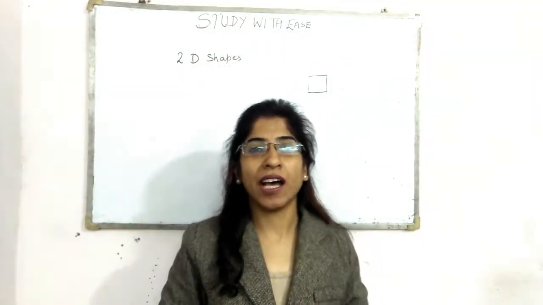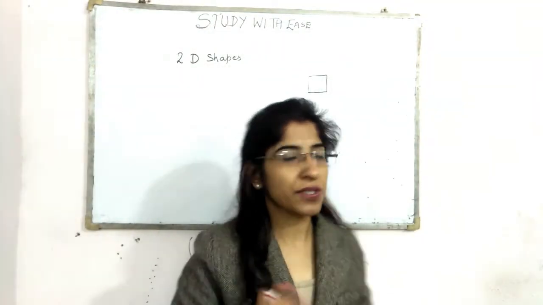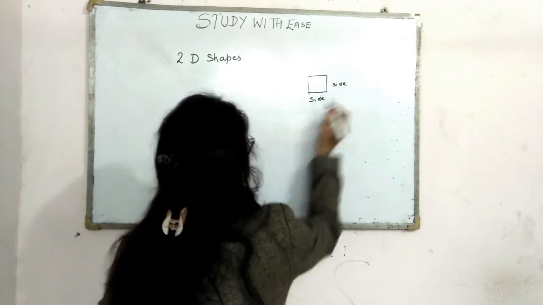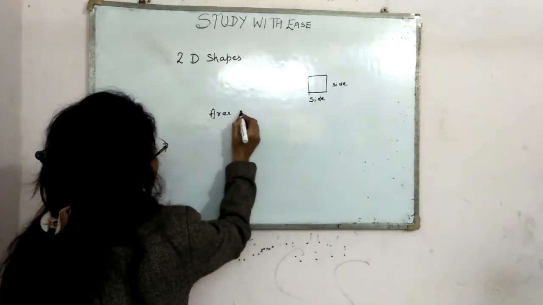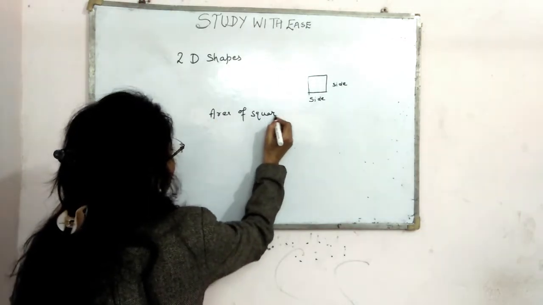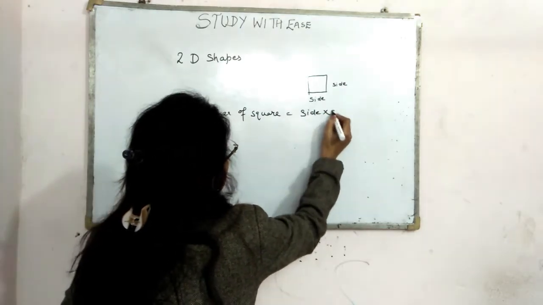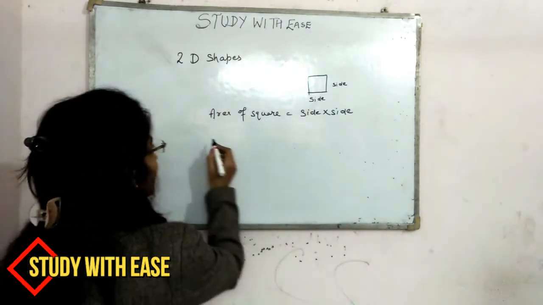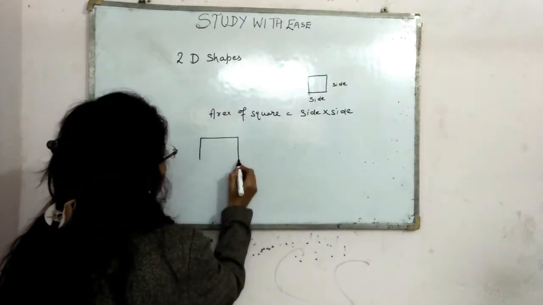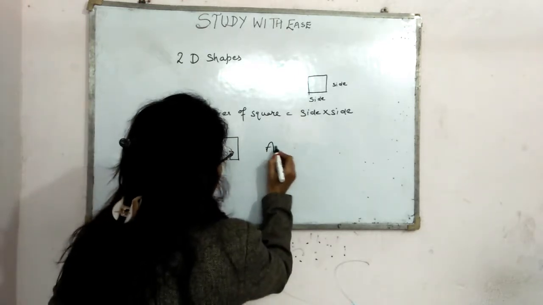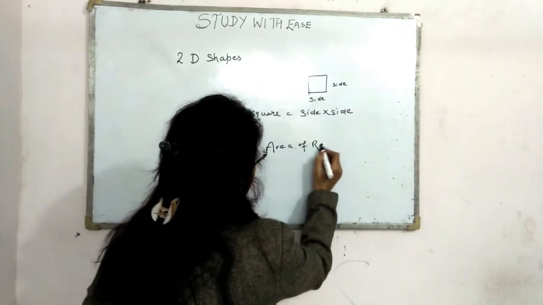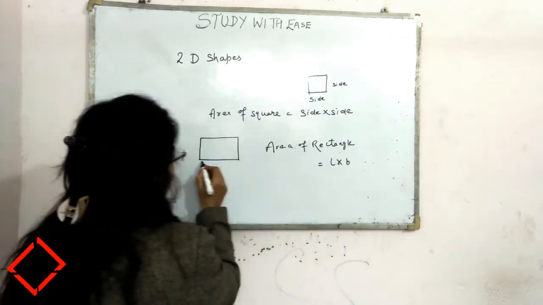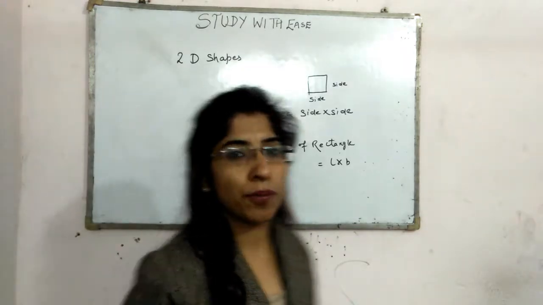If we want to find the area of square, it will be side into side. This is square, this is side, side. So, area of square, you know very well, is side into side. Now we move to rectangle. Area of rectangle is L into B. This is L and this is B.